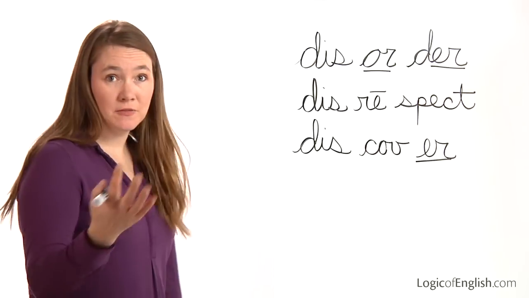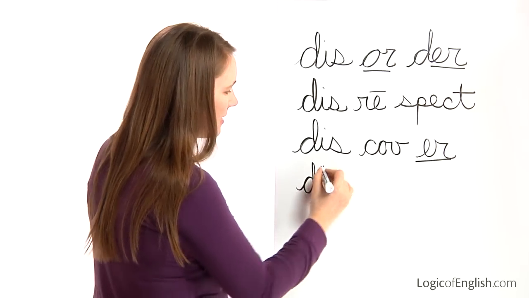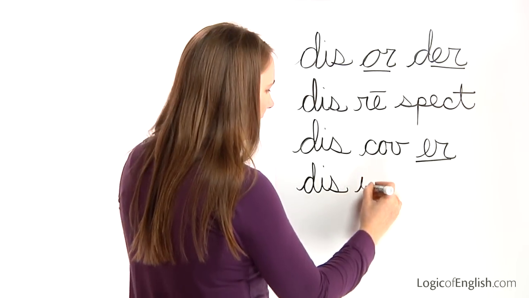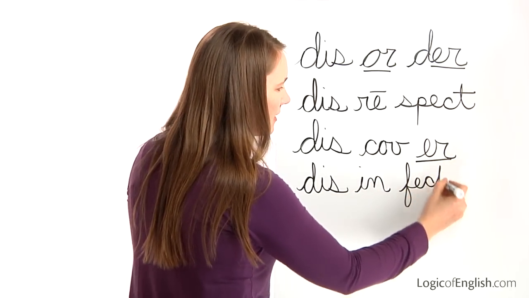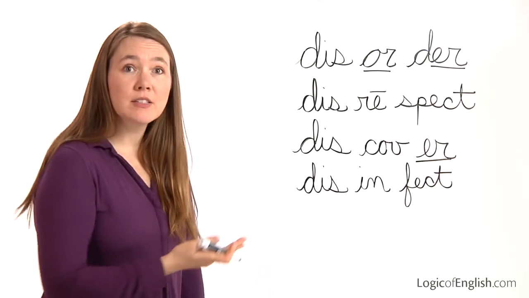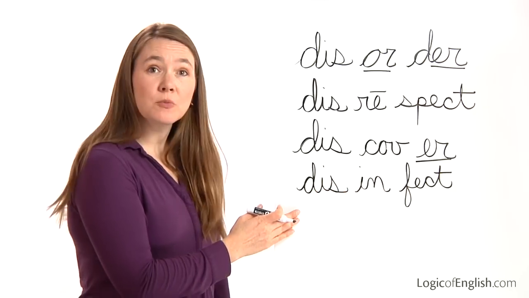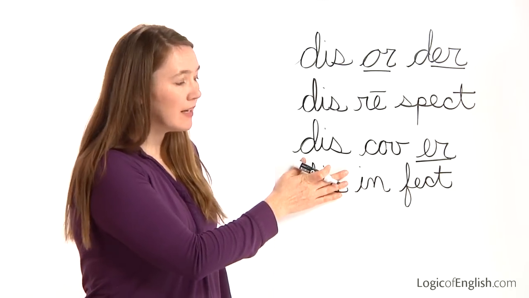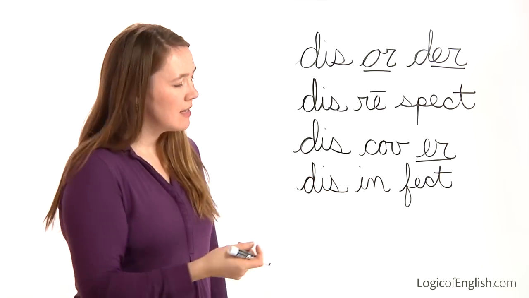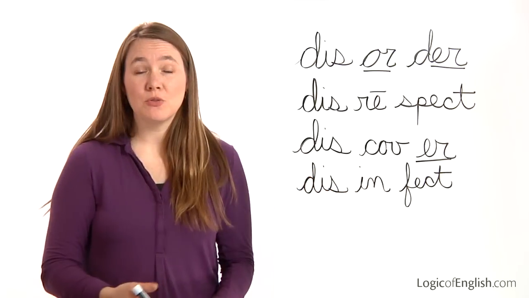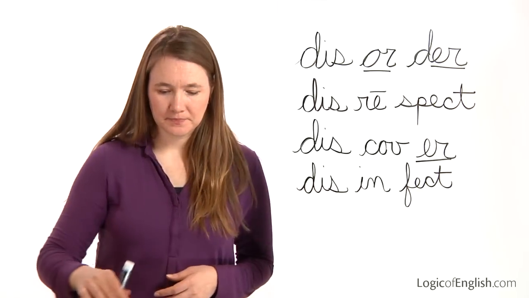And now help me to write it. The first syllable is dis, d, i, s. The second syllable is in, i, n. And the third syllable is fect, f, e, k, t. And is there any way to mark it? No, because it's all the first sounds. And what is the root of disinfect? It is to infect. And to infect means to maybe have germs on it. And then to disinfect means to take away those germs or to make it not infected.